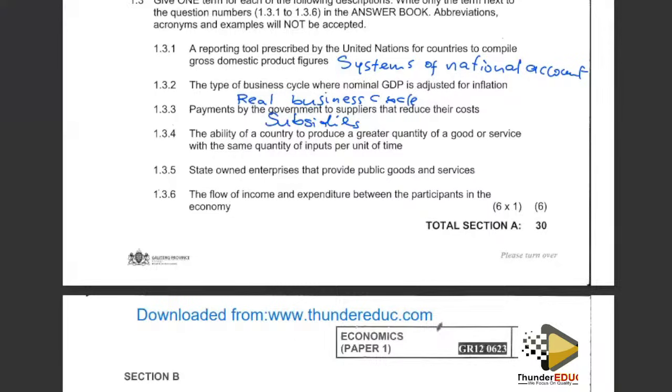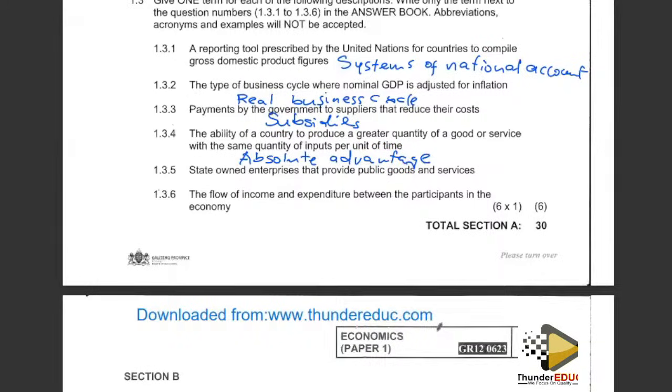The next question, we have 1.3.4. 1.3.4 reads as follows: the ability of a country to produce a greater quantity of a good or service with the same quantity of inputs per unit of time. So now remember, we have absolute advantage and comparative advantage. In this regard, our appropriate answer is going to be absolute advantage.